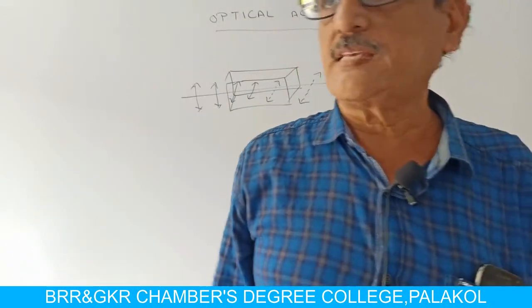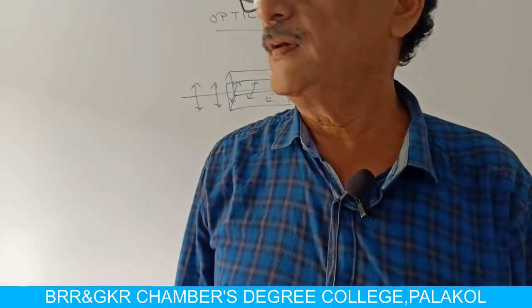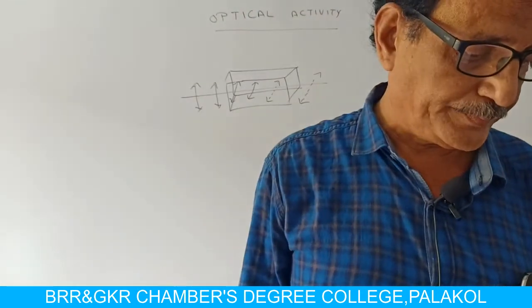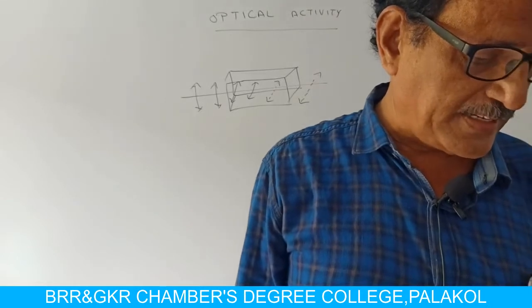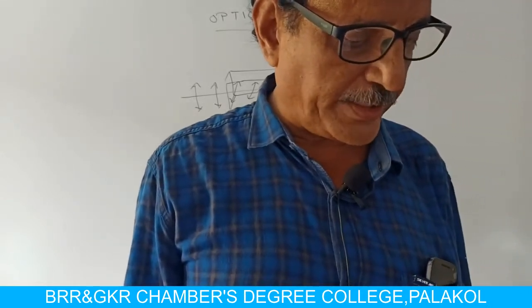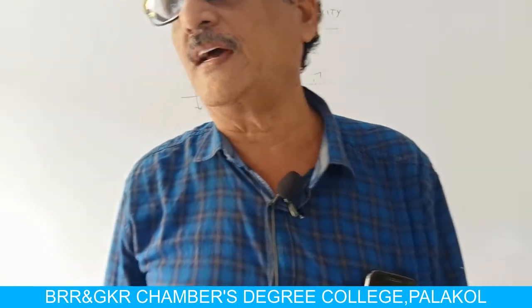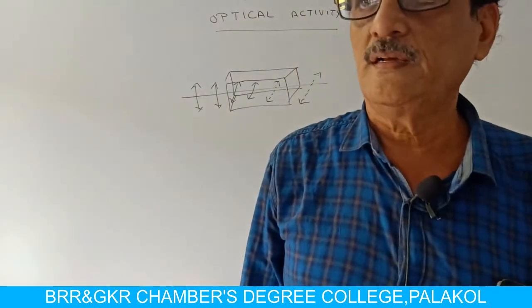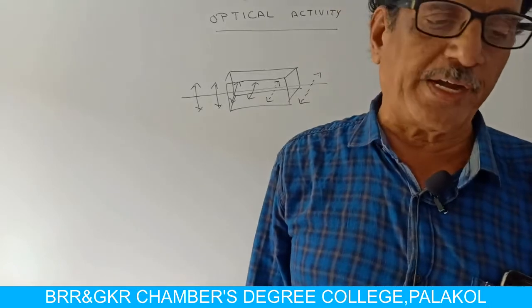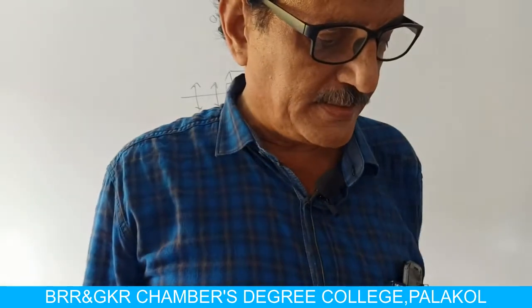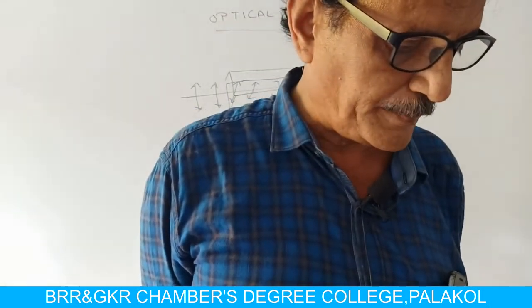It is observed that in some substances the rotation takes place in clockwise direction. They are called dextrorotatory or right-handed substances. In some substances, the rotation takes place in anti-clockwise direction. They are called levorotatory or left-handed substances.